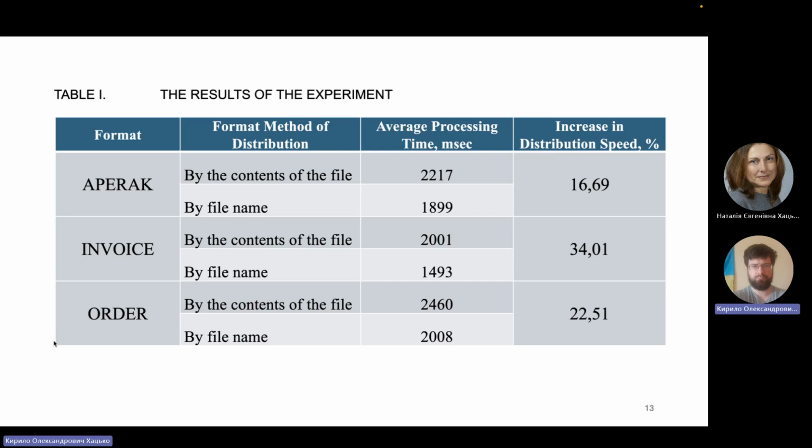Here is the experiment of end-to-end results. This is the time from when the message was in storage on the sender to the time when the message was in storage of the recipient, plus or minus 100 milliseconds, because we check this information every 100 milliseconds. For APERAK messages, with the old standard system, the average processing time was 2.2 seconds, and by file name it was 1.9 seconds, which is a 17% improvement. For invoice, the same was 34%, and for order it was 22%.